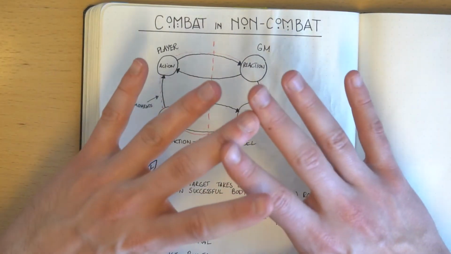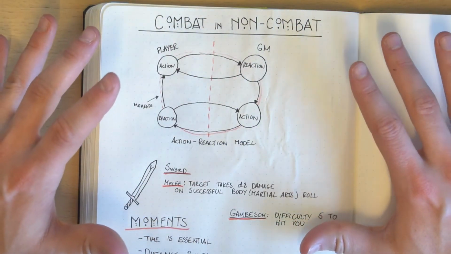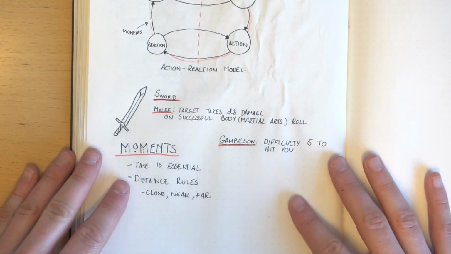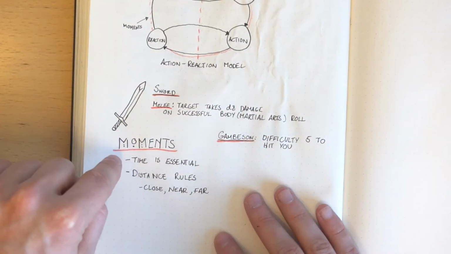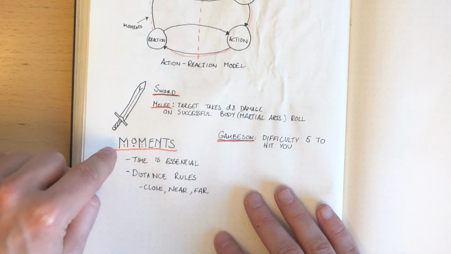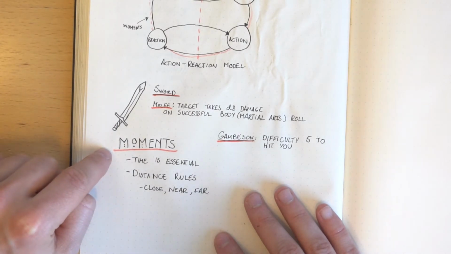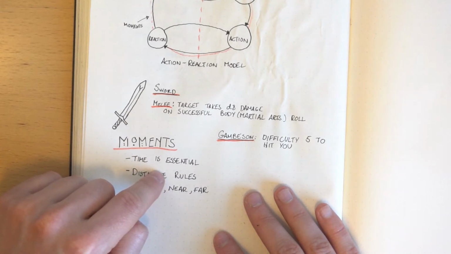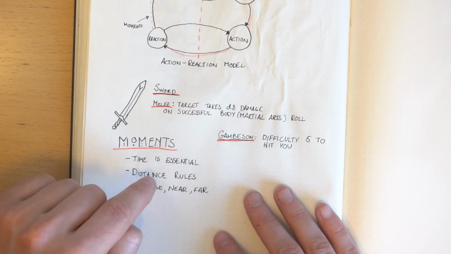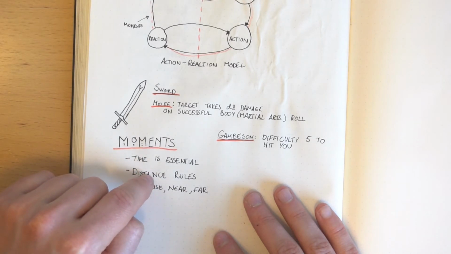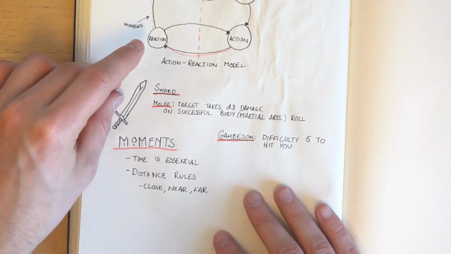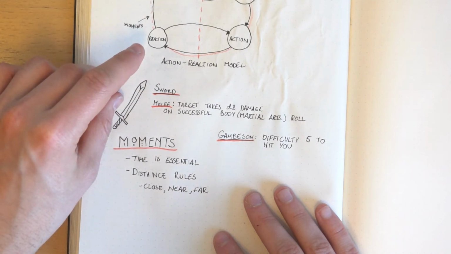Now let's break down all of this into something more implicit. So I want to introduce moments where time is essential. It's not that you go into rounds or turns or all of this. You just say time is essential, right? The moment-to-moment decision making is important for you right now.